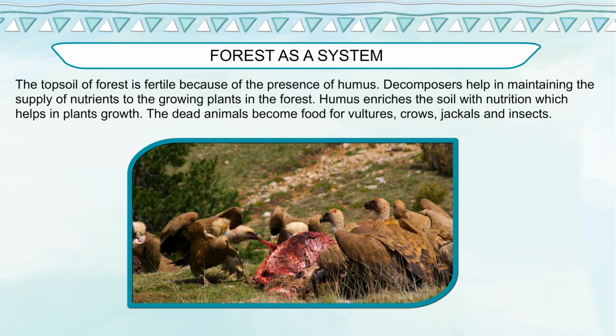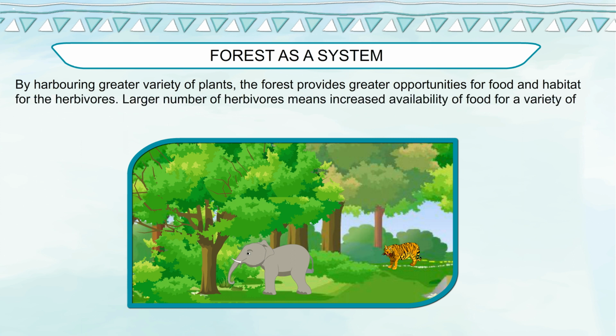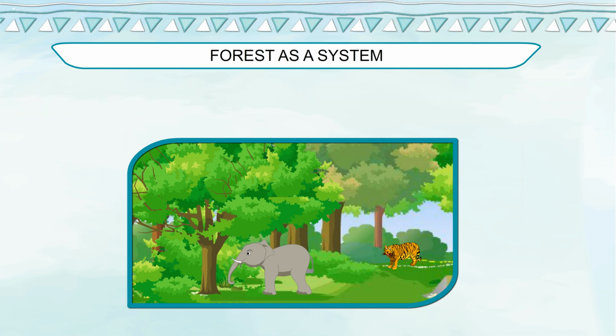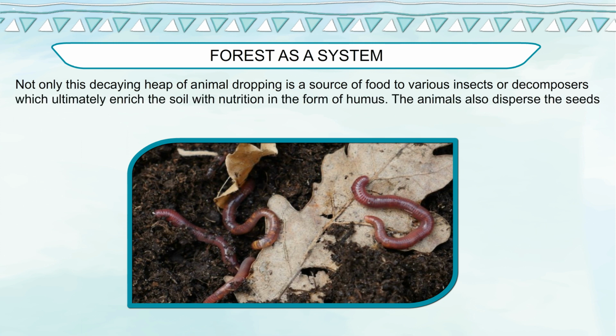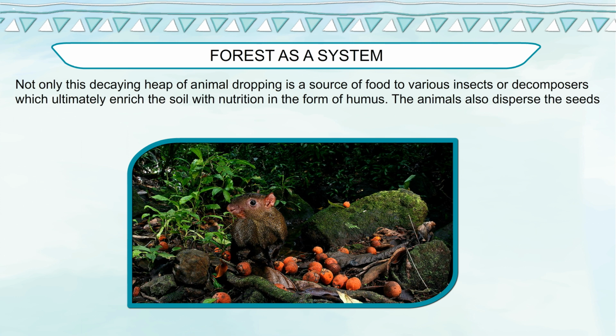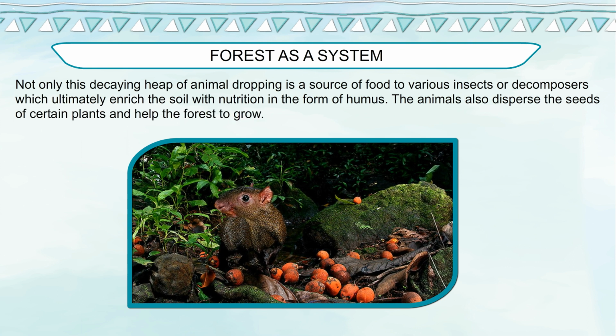The dead animals become food for vultures, crows, jackals, and insects. By harboring a greater variety of plants, the forest provides greater opportunities for food and habitat for the herbivores. A larger number of herbivores means increased availability of food for a variety of carnivores. Not only this, a decaying heap of animal dropping is a source of food to various insects or decomposers, which ultimately enrich the soil with nutrition in the form of humus. The animals also disperse the seeds of certain plants and help the forest to grow.